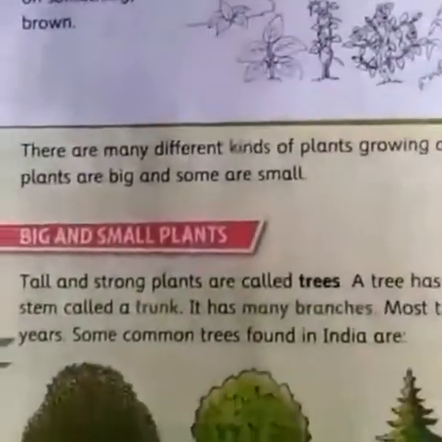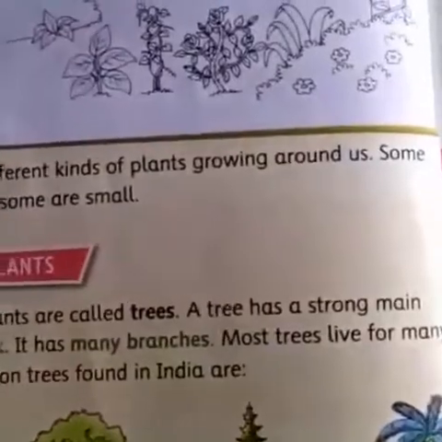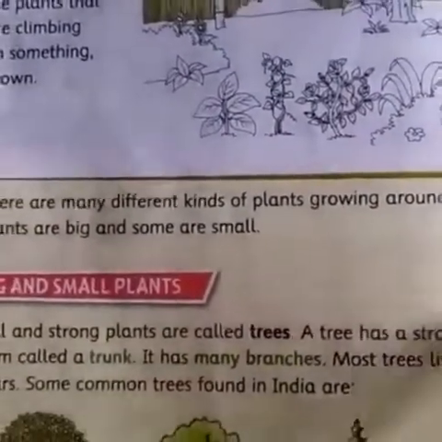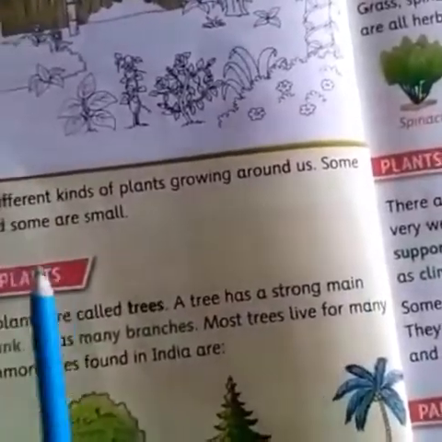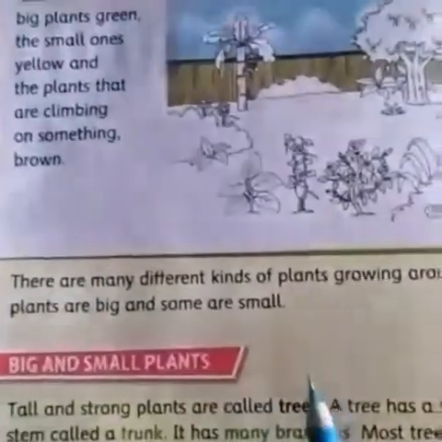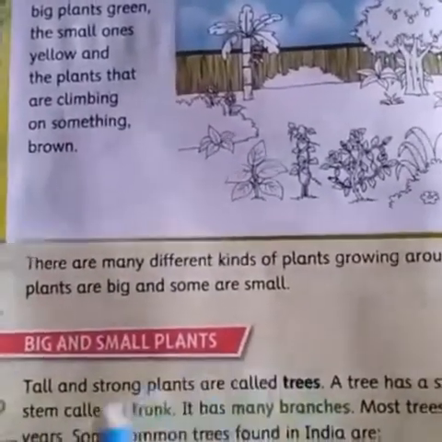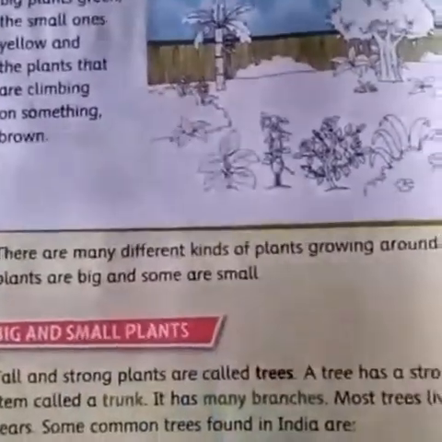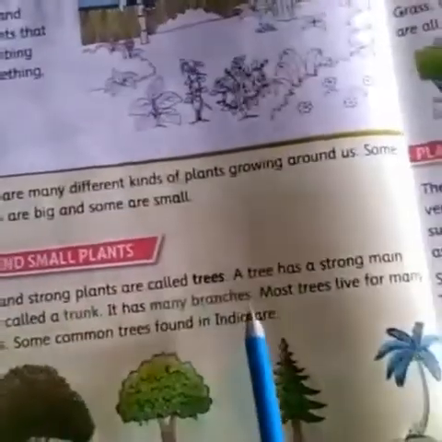Now let us start the lesson. There are many different kinds of plants growing around us. Some plants are big and some are small. Now, students, you have to read along with me. Big and small plants. Tall and strong plants are called trees.